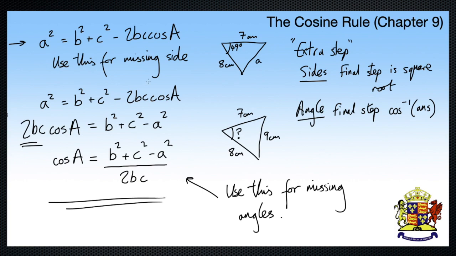But I do highly recommend that you use this form for angles and this form for sides. The more rearranging you have to do, the more chance there is for you to make an error. The other thing I will say is you can also rearrange this by subtracting b squared and c squared. I just wouldn't. You end up with lots of minuses, which you can easily forget. There's only one negative, and that's the a squared.